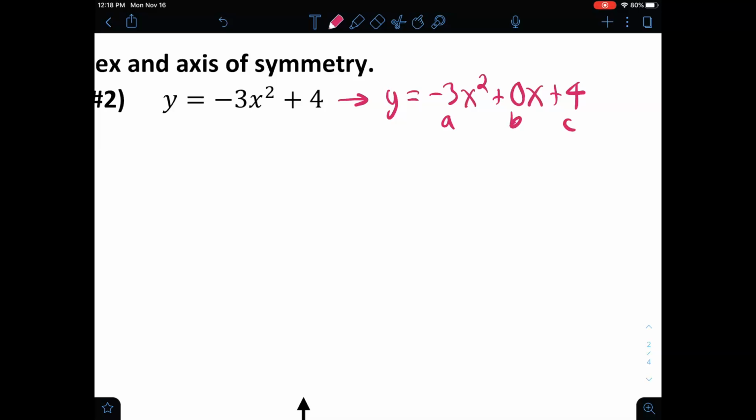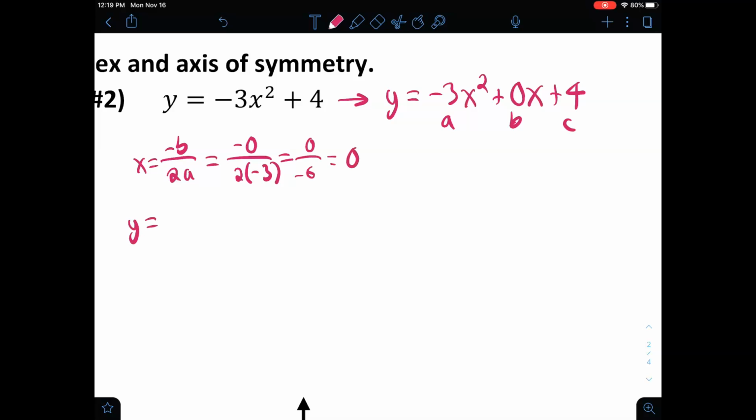So the first thing we have to do is find the vertex. We're going to do x equals opposite of b over 2a. Opposite of b is opposite of 0, over 2 times a, which is -3. And that's going to equal 0. This is going to be 0 over -6, which equals 0.